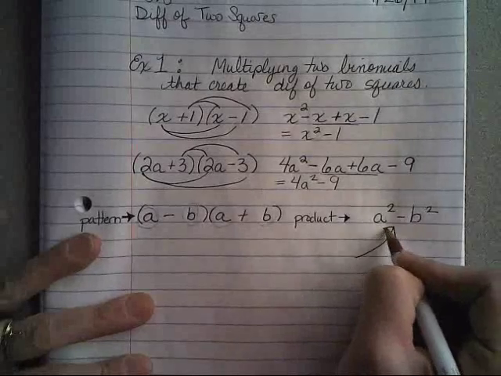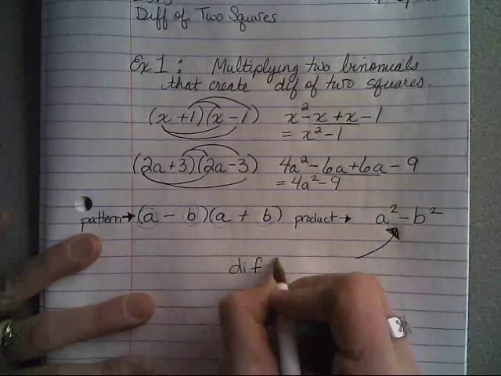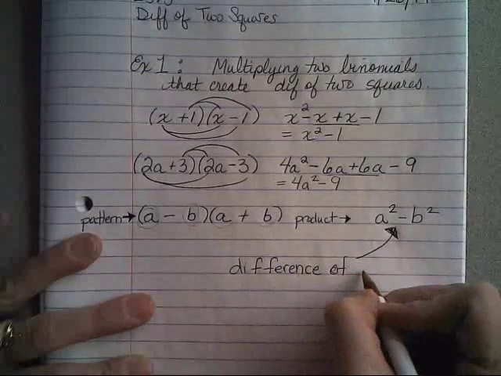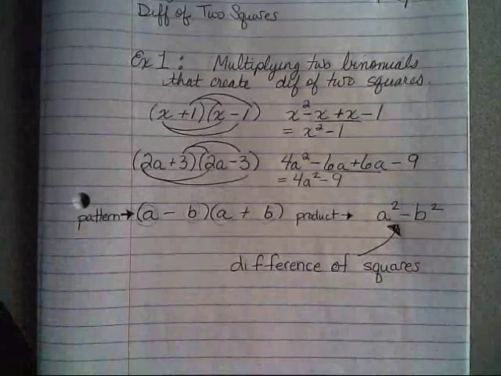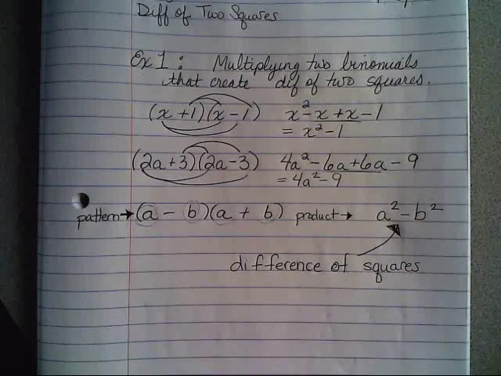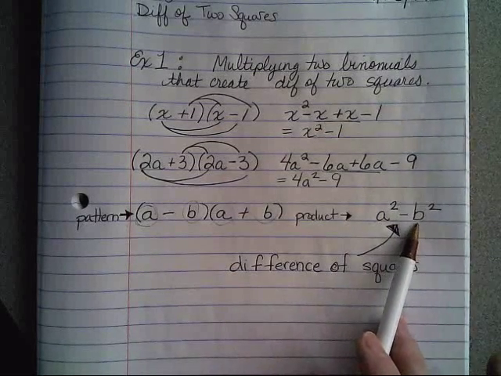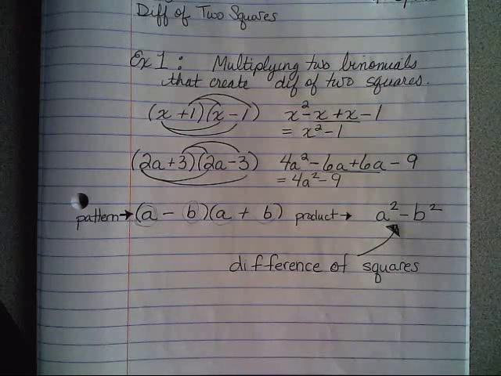This is known as the difference of squares. Two squares to be exact. This type of product is known as the difference of two squares.